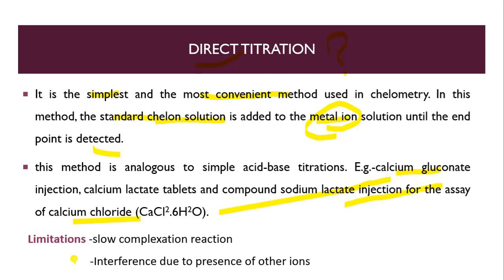Now some limitations are there for a direct titration. Sometimes there will be interference due to the presence of other ions, and it is a slow complexation reaction. Means in complexometry, what is our endpoint? The complex formation. So this complex formation is a slow process in direct titration. This is the limitation of this type of titration.